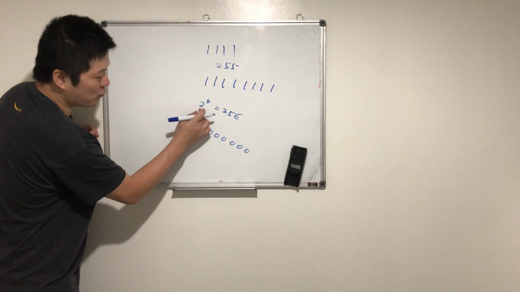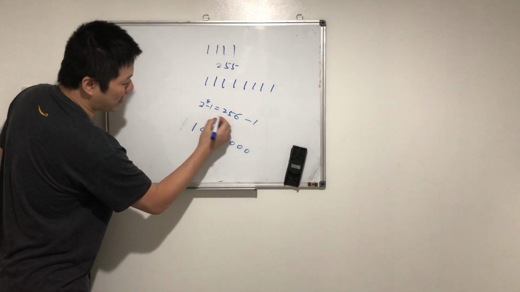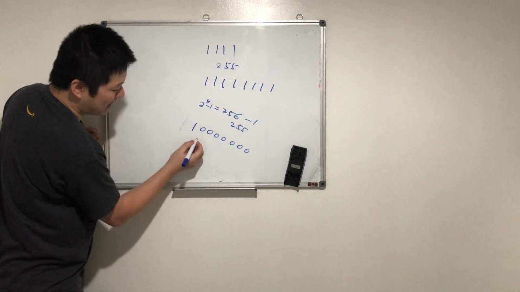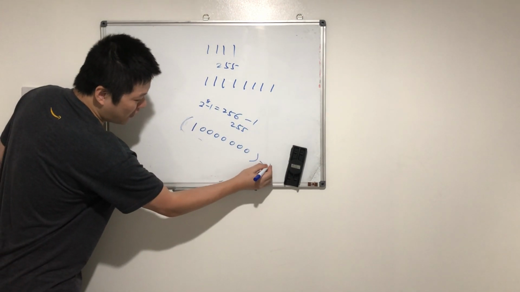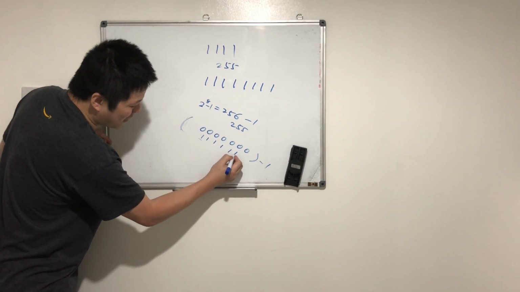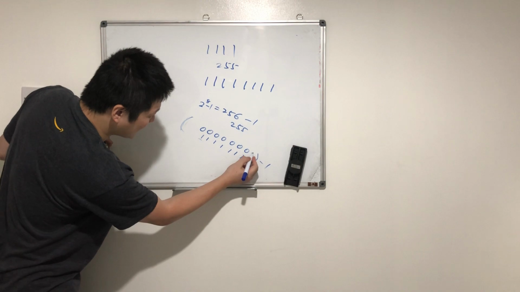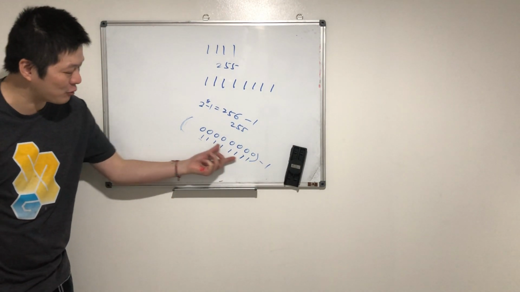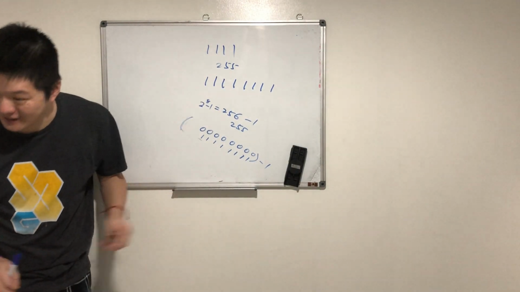If I subtract 1, that will become 255. If I subtract 1 from this binary number, that will be 1 1 1 1 1 1 1 1, so that will be 8 ones. So that's 255. Do you get it?